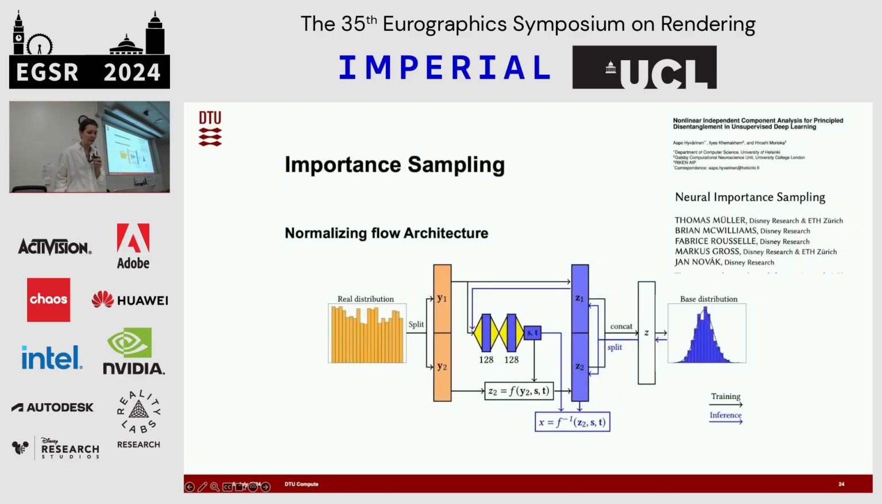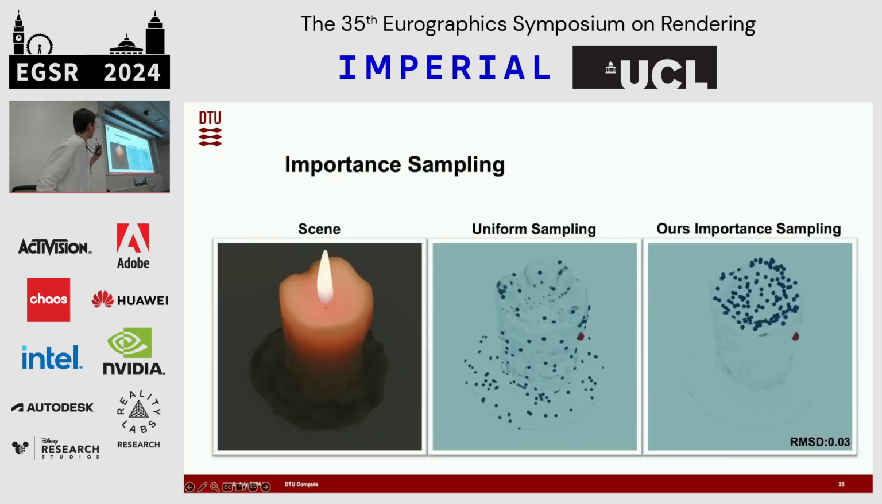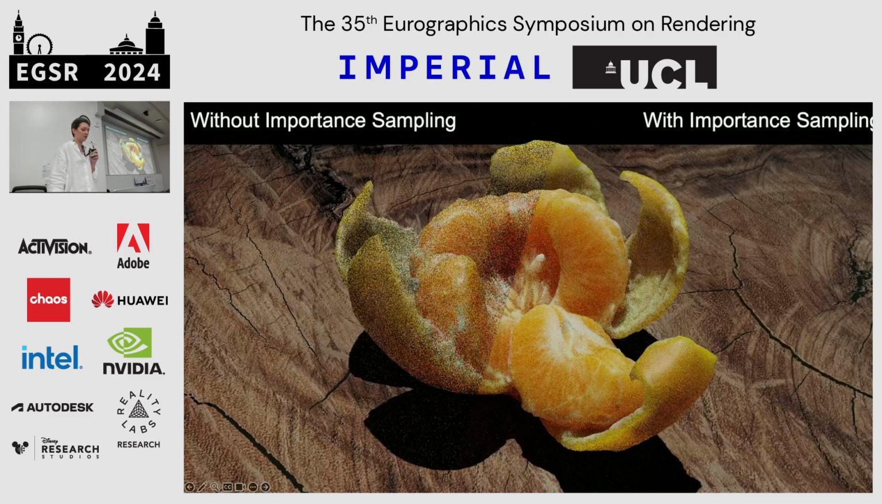For the importance sampling, he implemented previous work, which is nonlinear independent component analysis and neural importance sampling by Thomas Müller. For the base distribution, he uses a spherical Gaussian. Here is the importance sampling implemented by Thomson on the right side compared to uniform sampling. Here is the Mandarin model, the rendered result with and without importance sampling.